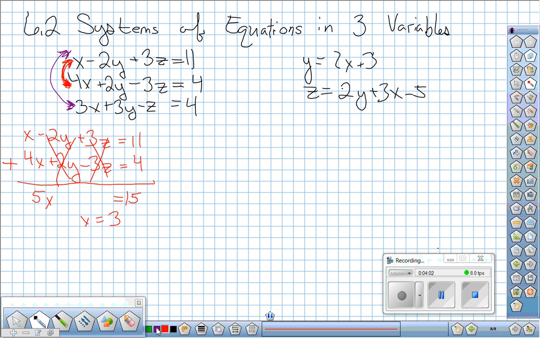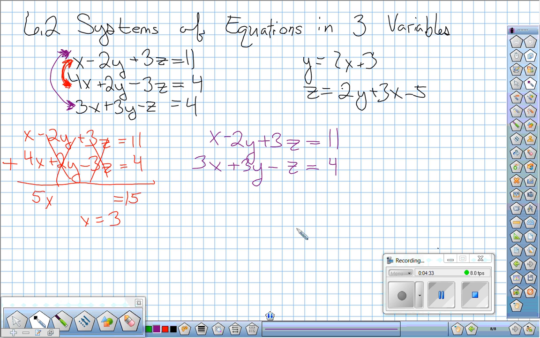The other thing that I'm going to do is also some elimination with the ones that I did in purple. So I'm going to rewrite these. I have x minus 2y plus 3z equals 11, and then below that, I have 3x plus 3y minus z equals 4. The one thing that I've done is just write them down. I just had to pick 2 separate sets.